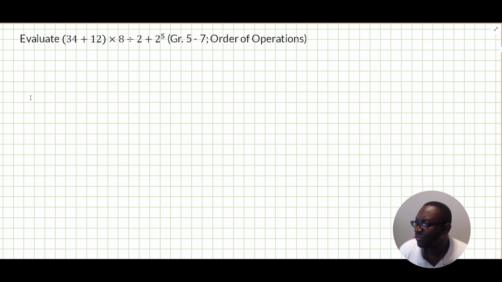Now, 5th to 7th graders, we're looking at order of operations here. Order of operations. This should test quite a few of your order of operations. Let's try for about 90 seconds on this one.